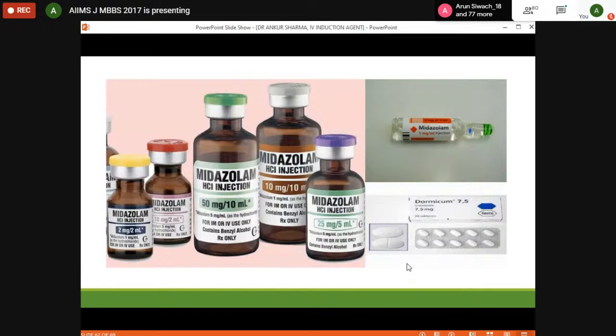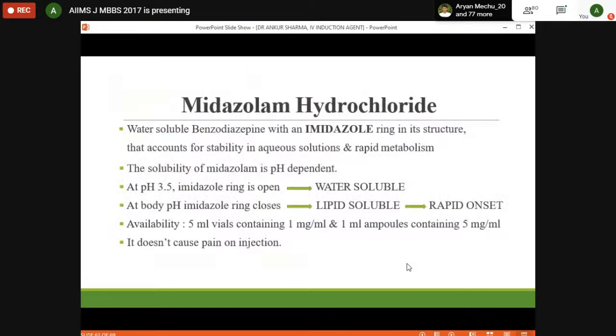Coming to the last drug, benzodiazepine. The examples are midazolam, lorazepam, diazepam. Midazolam, the full name is midazolam hydrochloride. It is a water-soluble benzodiazepine with an imidazole ring in its structure that accounts for stability in aqueous solution and rapid metabolism.